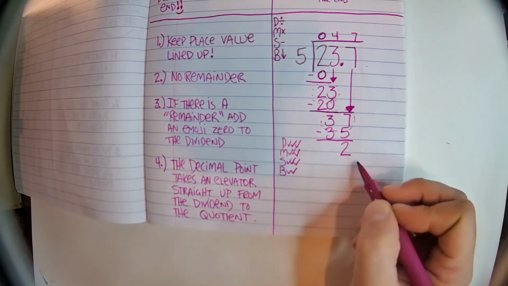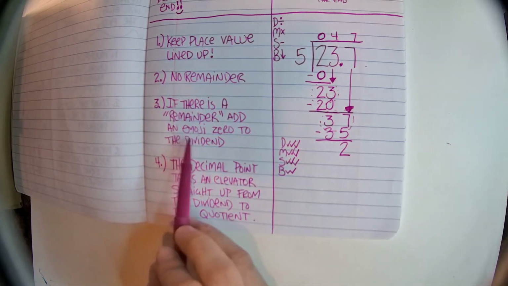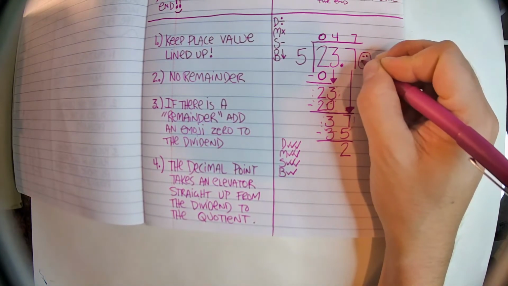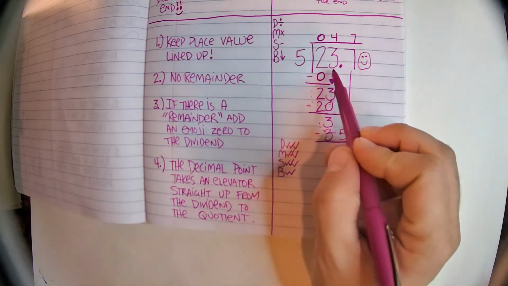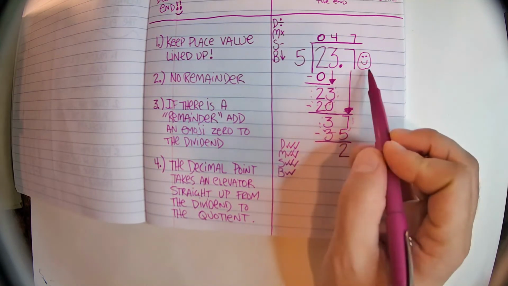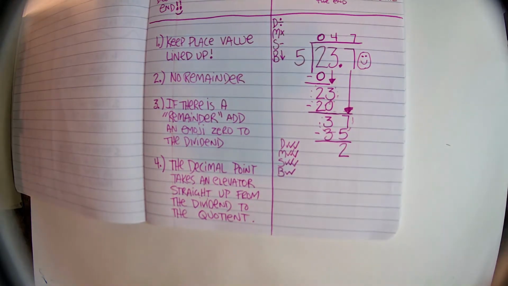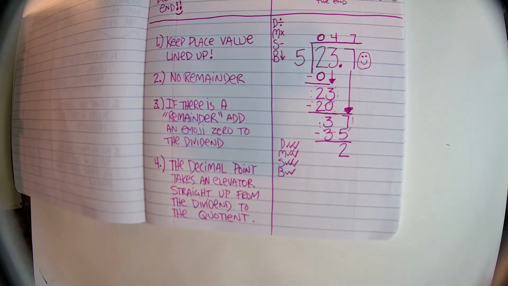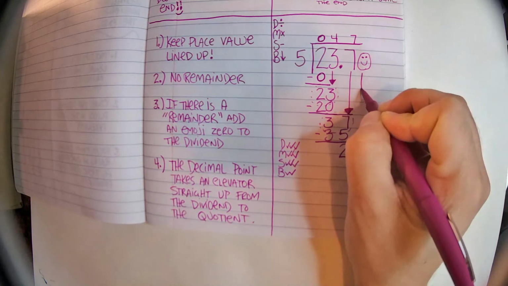And then we can't have a remainder. Right here it says we cannot have a remainder. If there's a remainder, add a zero to the dividend. So what I'm going to do is add a zero to the dividend. Remember that the zero doesn't change the value of our original dividend. It's still 23 and 7/10, but it's now 23 and 70/100. It's like regrouping. It's like turning those 7/10 into 70 hundredths, which have the same value. All right, so then we're going to keep dividing.